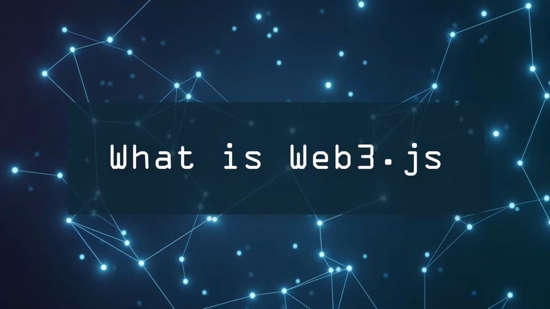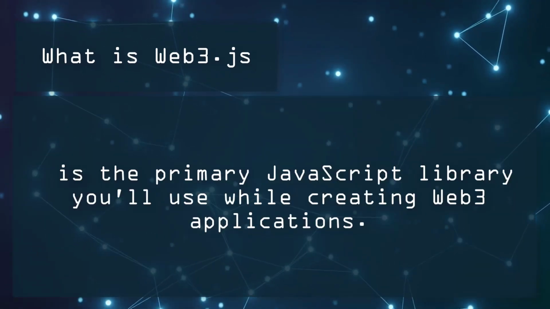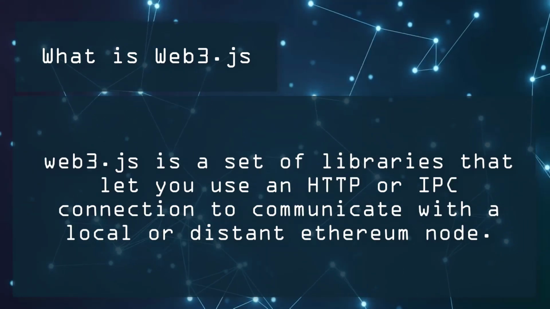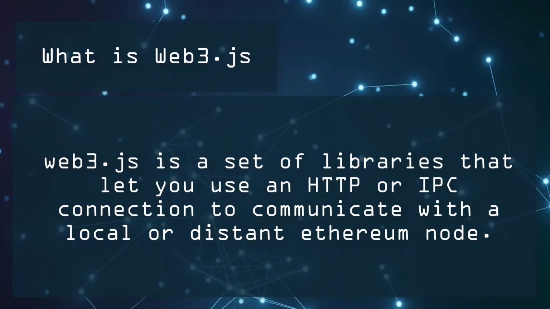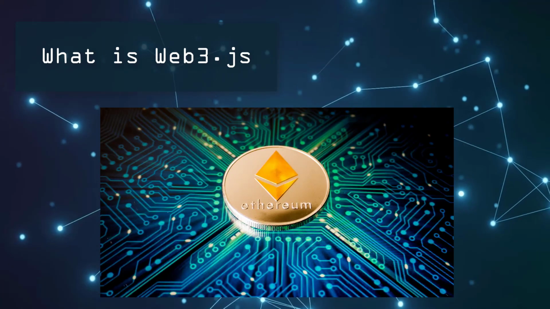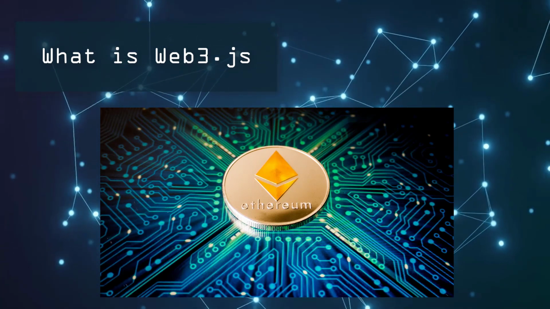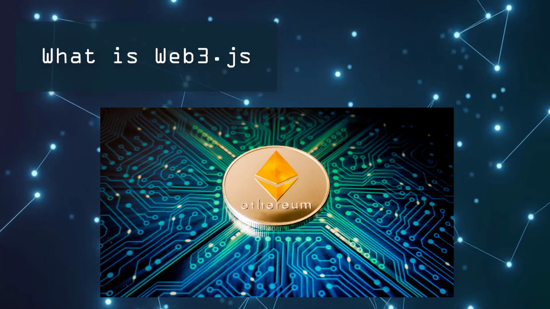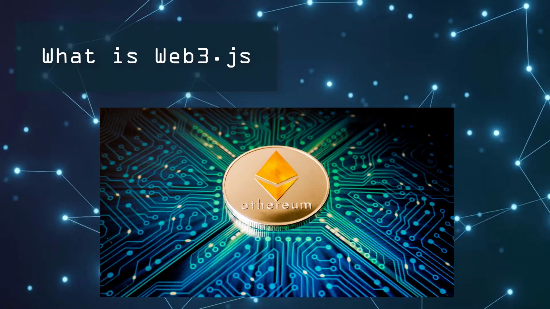And lastly, what is Web3.js? The Web3.js library is the primary JavaScript library you'll use while creating Web3 applications. Web3.js is a set of libraries that let you use an HTTP or IPC connection to communicate with a local or distant Ethereum node. The Ethereum blockchain is accessed with the Web3 JavaScript library. It can access user accounts, send transactions, and communicate with smart contracts, among other things. In fact, Web3.js is one of the main frameworks used in designing the apps.